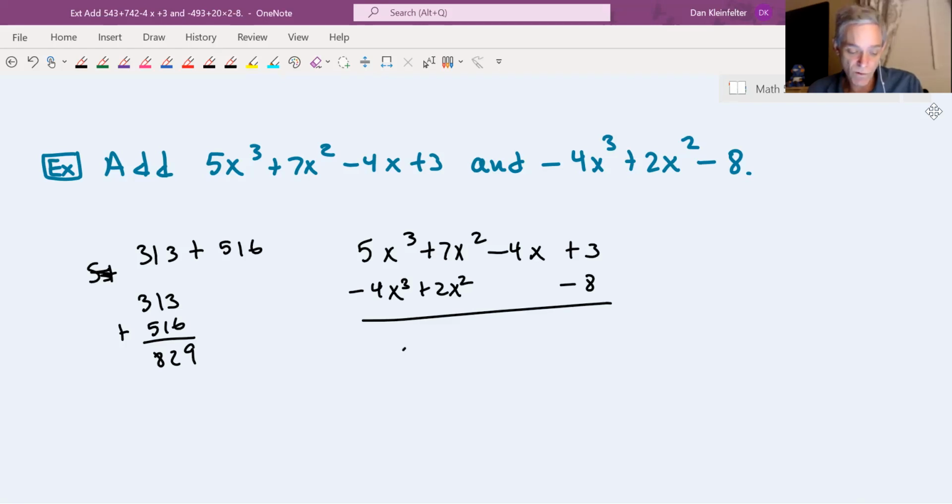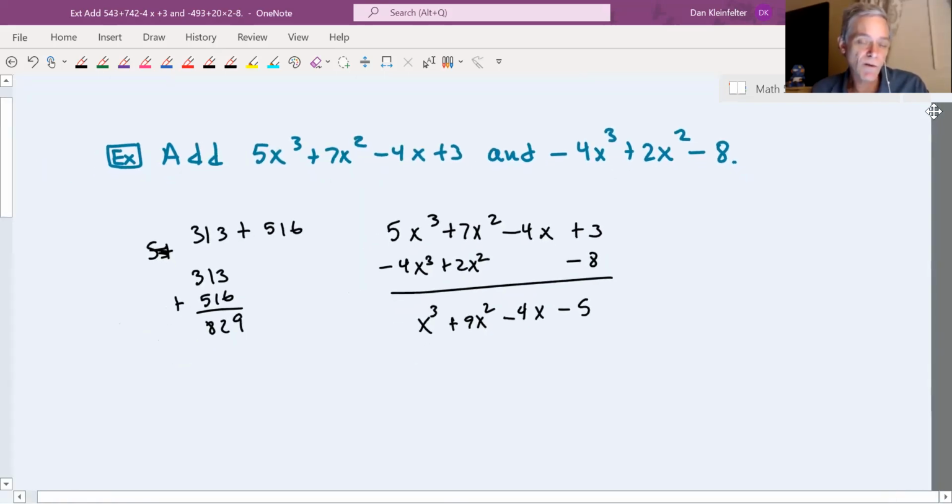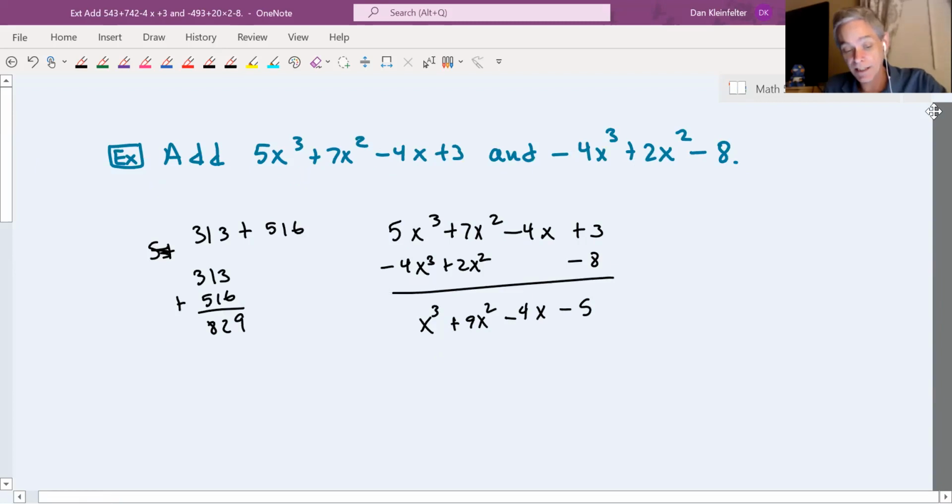5 minus 4 is 1, x cubed. 7 plus 2 is 9, x squared. Negative 4 plus 0 is negative 4x. And 3 plus negative 8 is negative 5, just in numbers. Okay, and that's how it would look if you want to organize your work vertically.